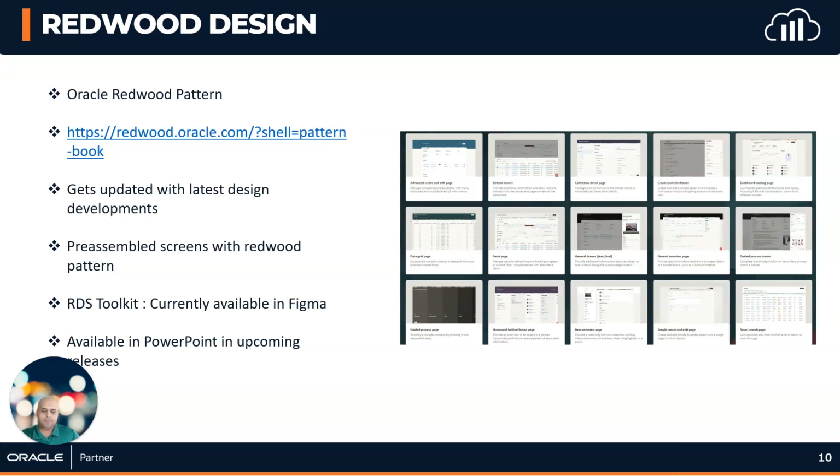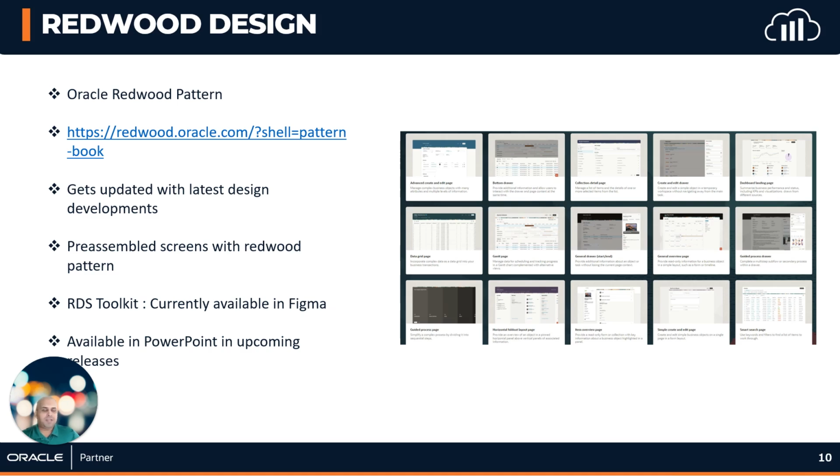Moving on to the next slide. Once we have the design ready, we then try to go to the pattern book and map what we want with what's available in the Oracle repository. You can see in the slide there are different templates available, whether you have a data grid or a bottom drawer or a dashboard landing page. So based on your requirement, all these templates are available for you to use.